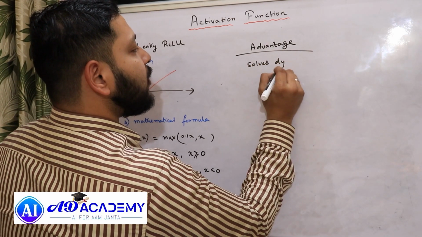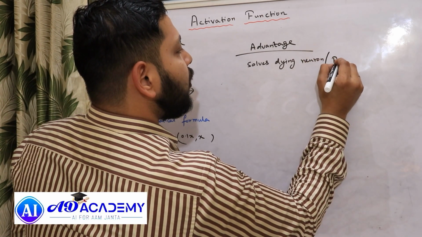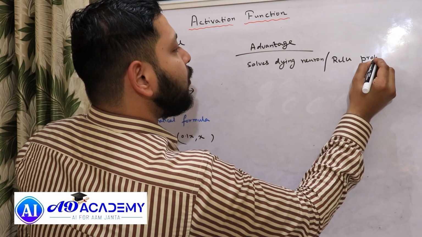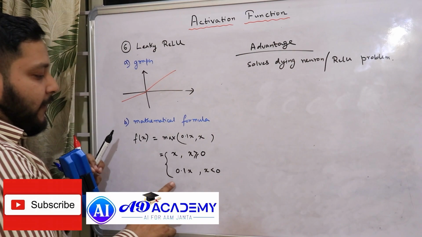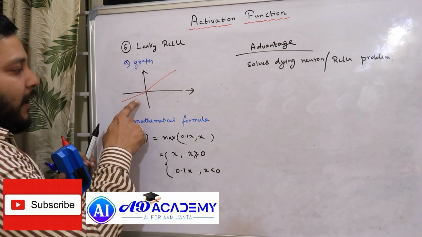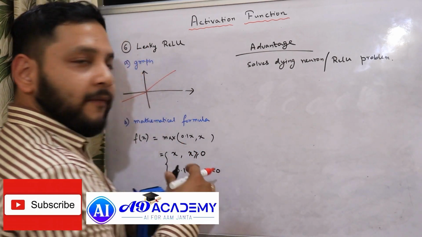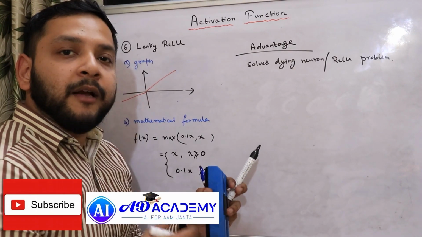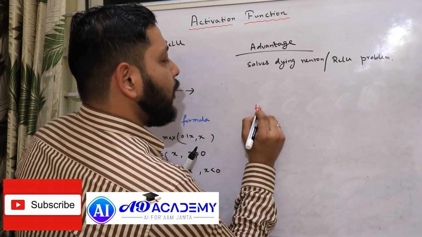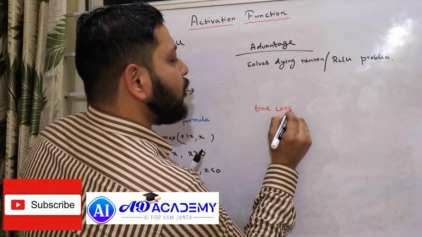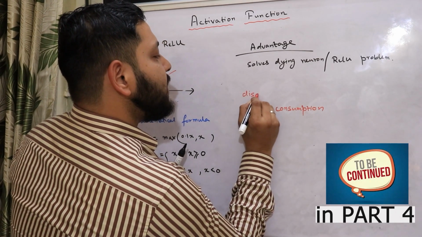It solves the dying neuron or ReLU problem. And since the value is 0.1x, while we are taking the gradient in this negative x direction, it will have some value, and as a result it will take more computation time. The neural network will take more time. So time consumption will be more, which is a disadvantage.